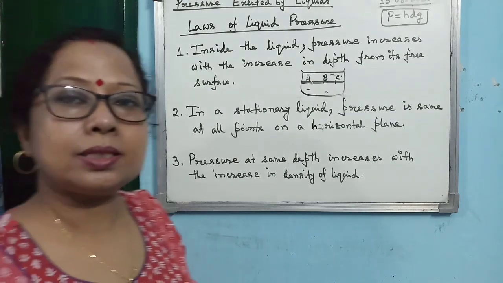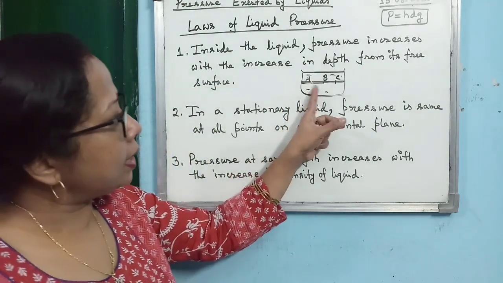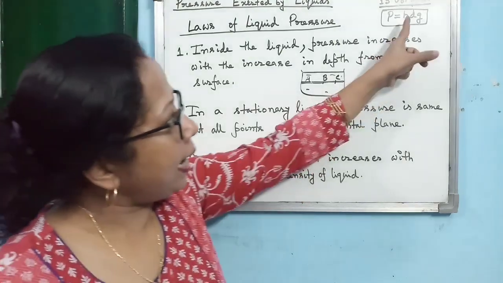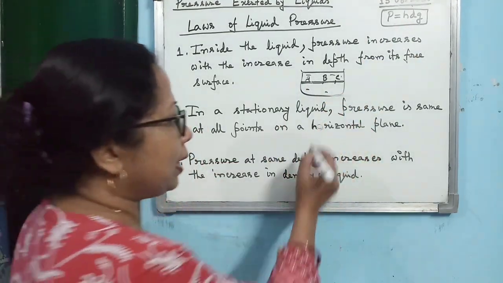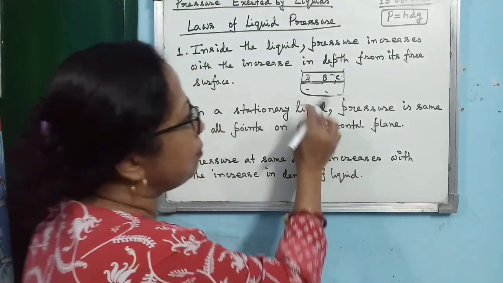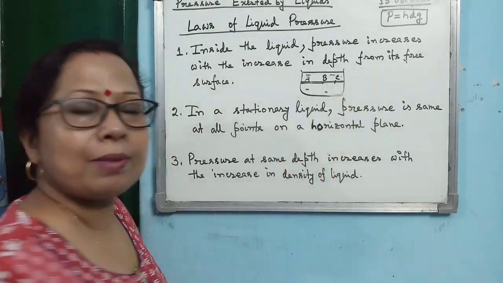Why will the pressure be the same? Apply your common sense if you have any. You see here, for all these 3 points, H is the same. Isn't it? Because they are on the same horizontal plane. So as H is the same, what will happen? Pressure will be the same at all the points.